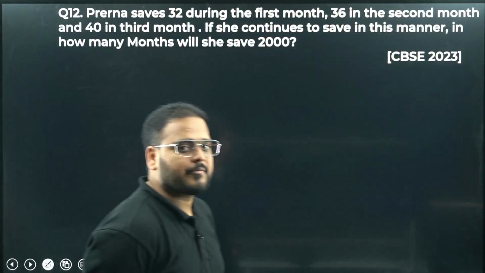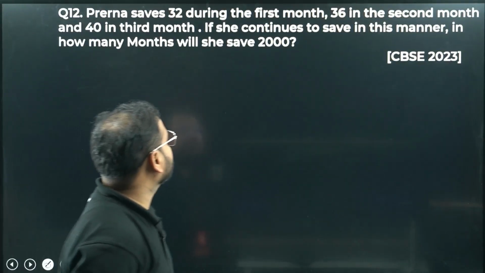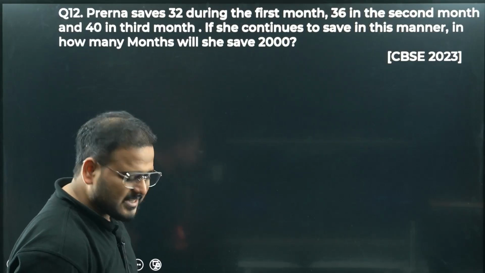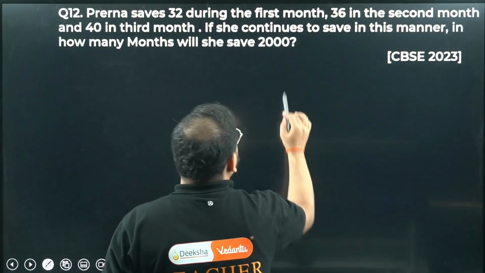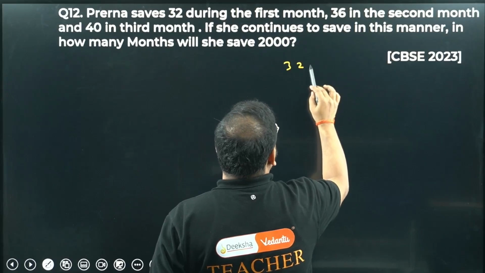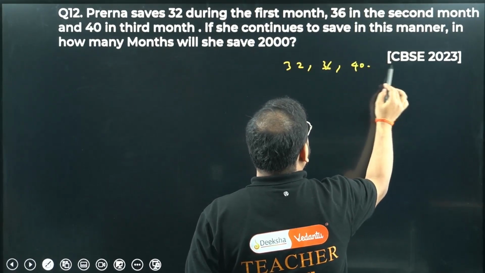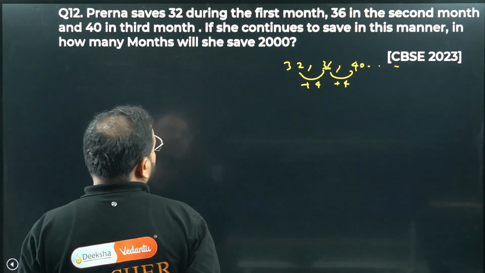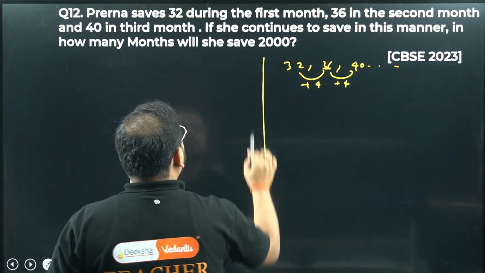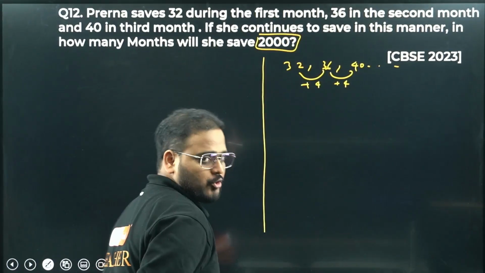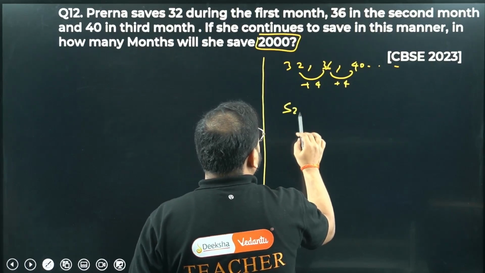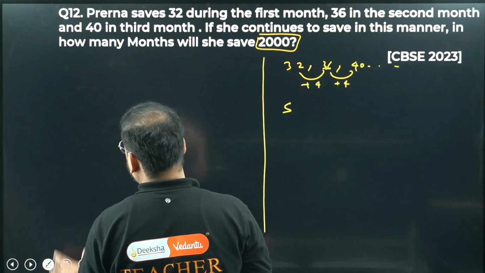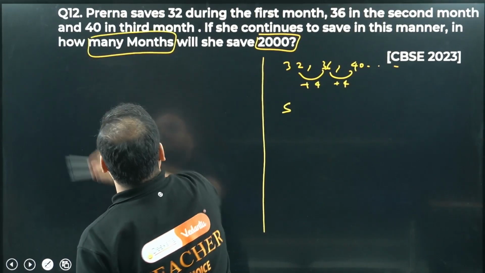Question number 12. Word problem. Prerna saves 32 during the first month, 36 in the second month, and 40 in the third month. That's making an AP, right? Please have a look. The numbers are 32, 36 and 40. That's an AP, right? What's the common difference? Plus 4, sir. Correct, right? If she continues to save in this manner, how many months will it take to complete 22,000 rupees? Means what are they looking for? Sn. The number of months they're asking, right?